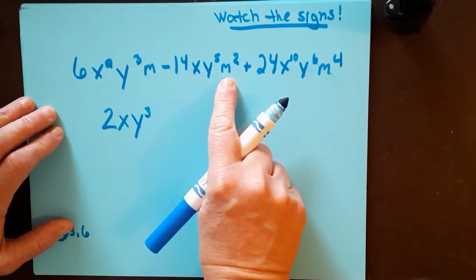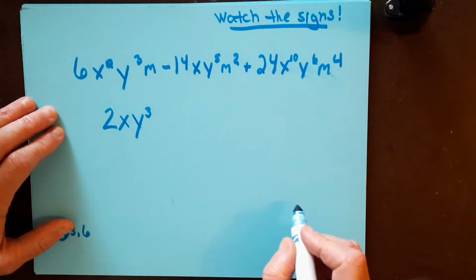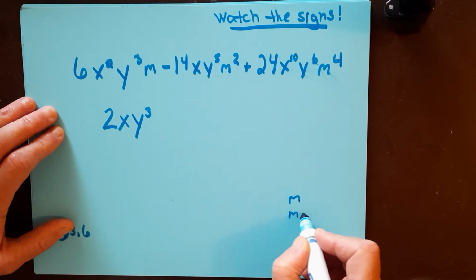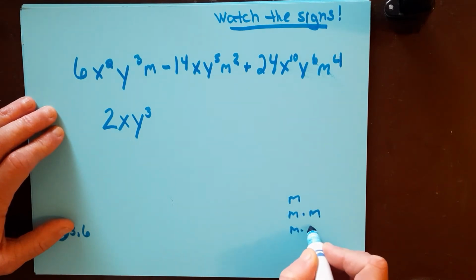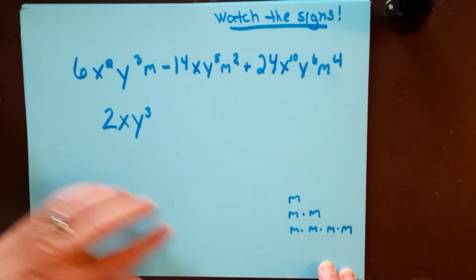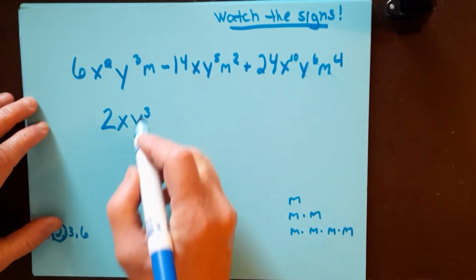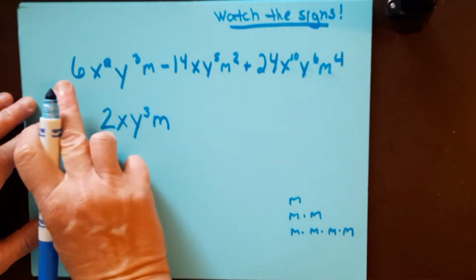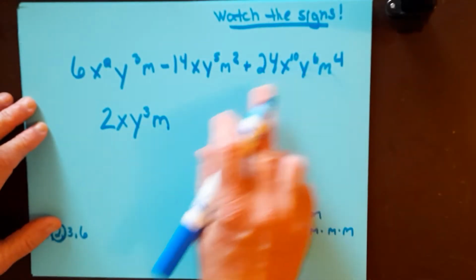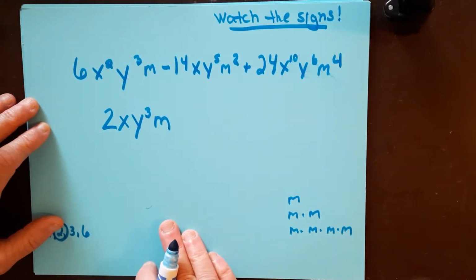Next, finally, we look at the m's. There's 1 m, 2 m's being multiplied together, and 4 m's being multiplied together. Just as a reminder, that means this. And if we look at all three of those expressions, the greatest number of m's that can be found in each of these is just 1. So the answer to finding the greatest common factor of this expression would be 2x y to the 3rd m.